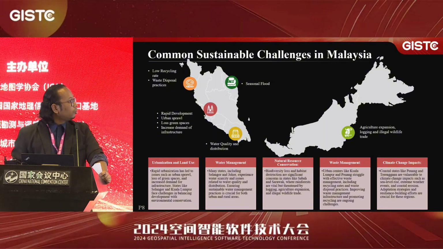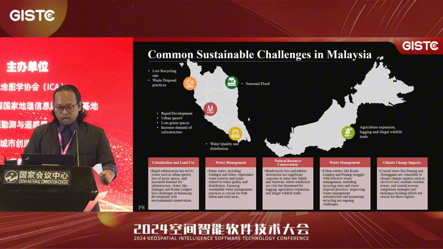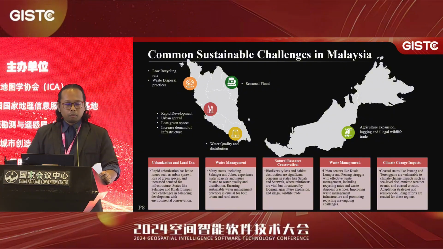Next, I want to talk about the common sustainability challenges in Malaysia. I believe these are also common challenges in a lot of countries, not only in Southeast Asia, but all over the world. In Malaysia, the common sustainability problems are prevalent across different states and might be the same as in other countries. For example, in the center of Peninsular Malaysia, such as Selangor and Kuala Lumpur, this area has the most rapid urbanization, which led to urban sprawl, loss of green space, and increased demand for infrastructure. So they face challenges in balancing development with environmental conservation.